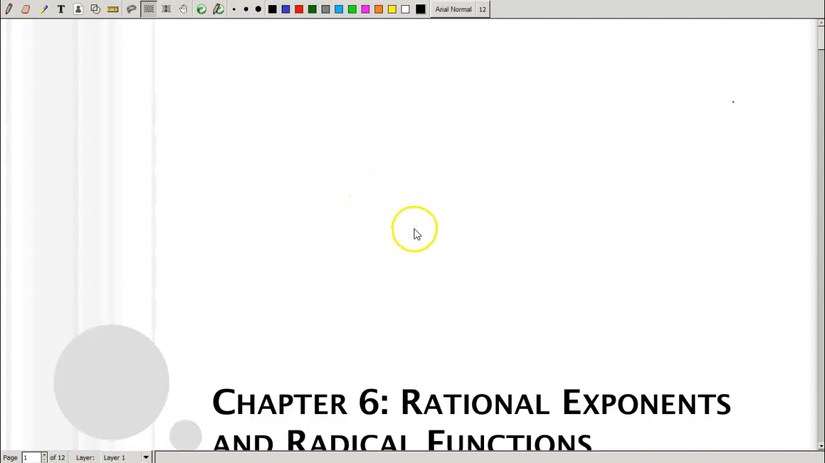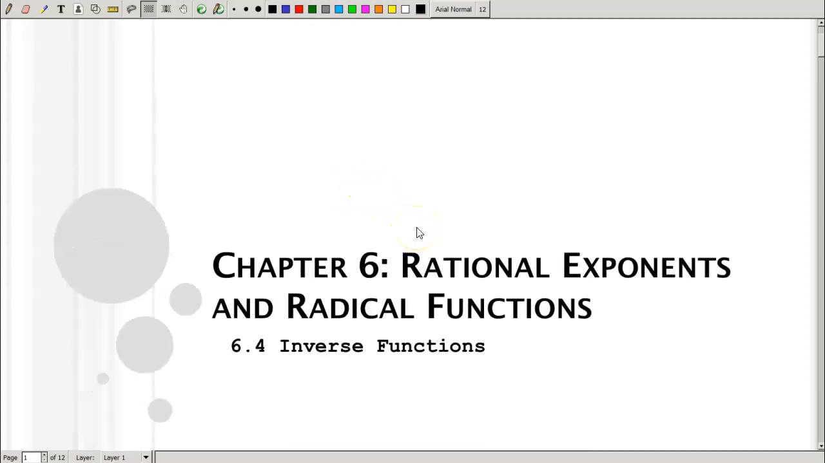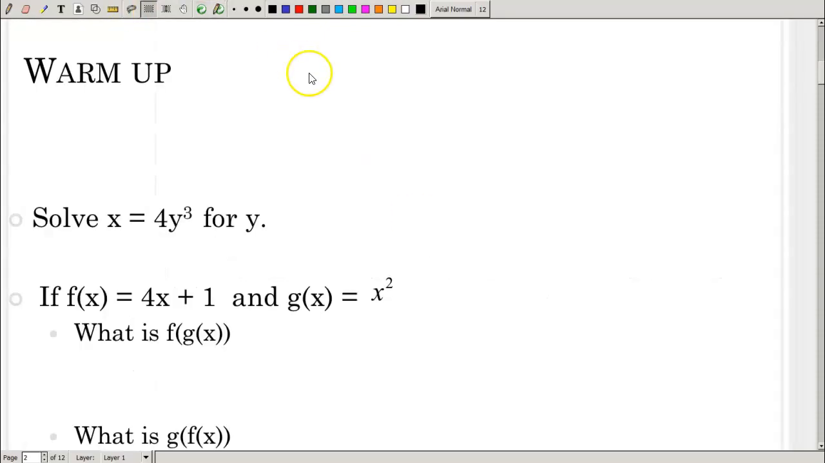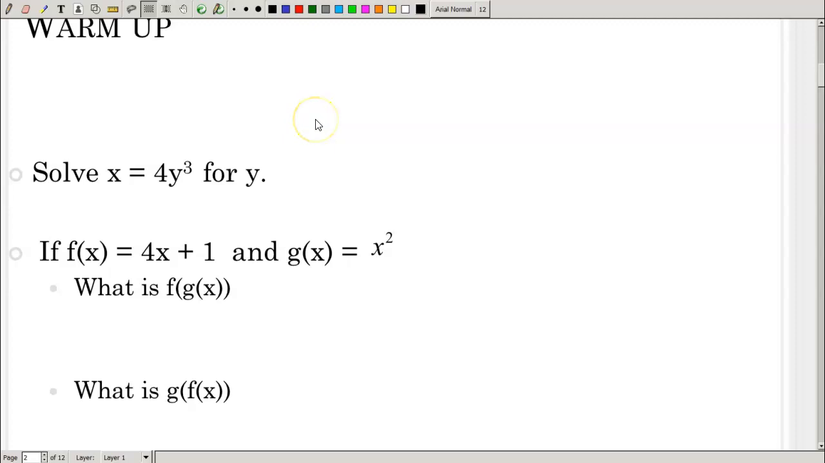All right, welcome back to Algebra 2. Today we're looking at 6.4 inverse functions. Before we get into it, I want you to try a warm-up. So you can go ahead and pause the video and give these a try.